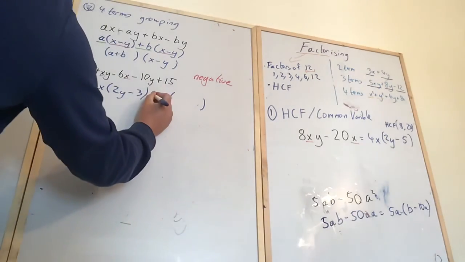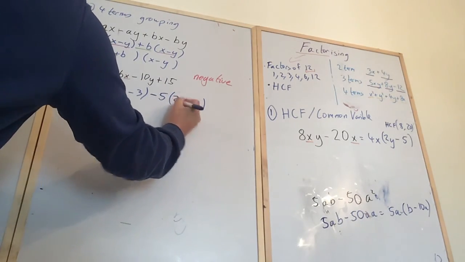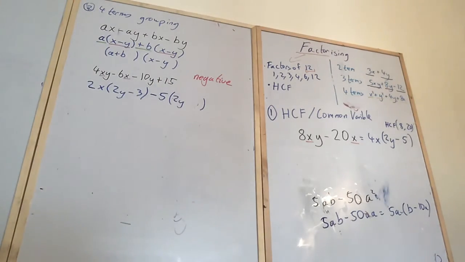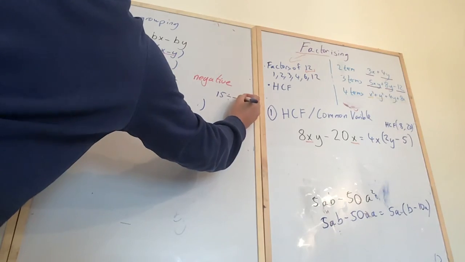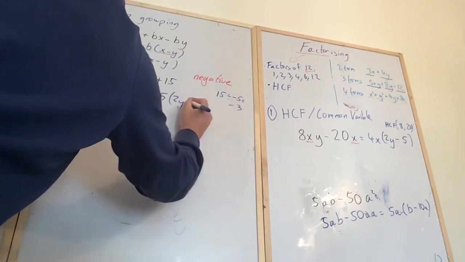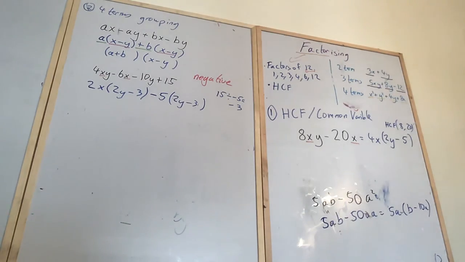So we'll have minus 5 goes into minus 10y 2y times. Minus 5 divides into 15. 15 divided by minus 5 is minus 3. So you can see how there's a good understanding of factors, of negative numbers needed.